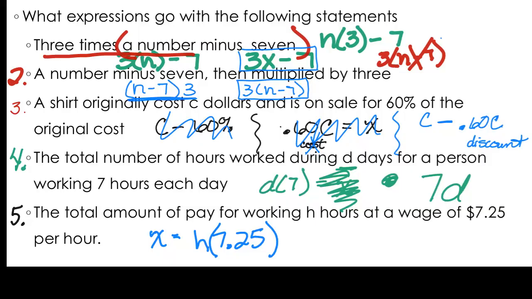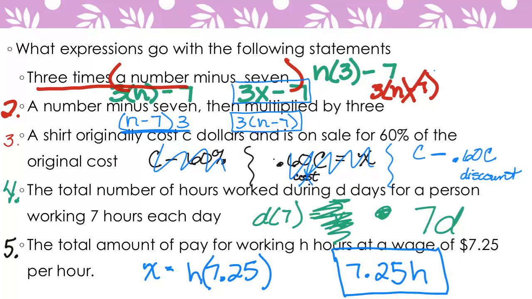Stephanie, did you raise your hand? Kinda? What did you have? 725H. What do you think about that? Yeah, that's it. 7.25 times H. Okay, 7.25H. All right. So you see, again, you don't need the equal sign. Some of you are trying to add the equal sign. These are expressions just on their own.